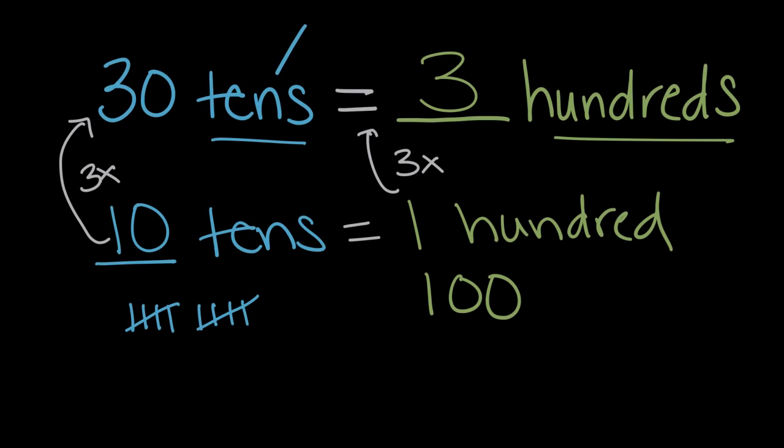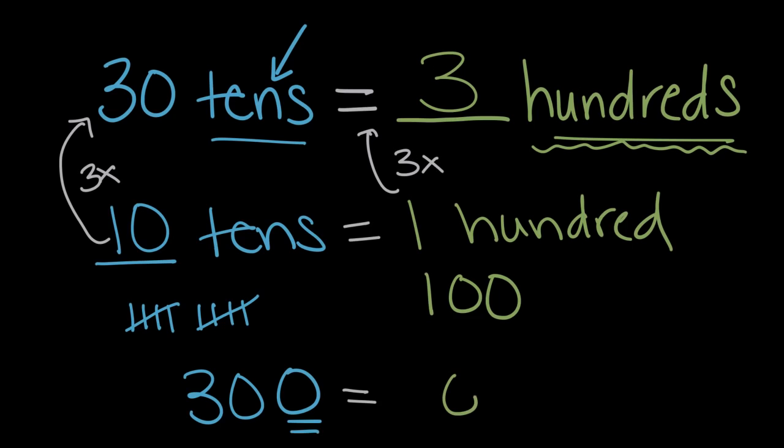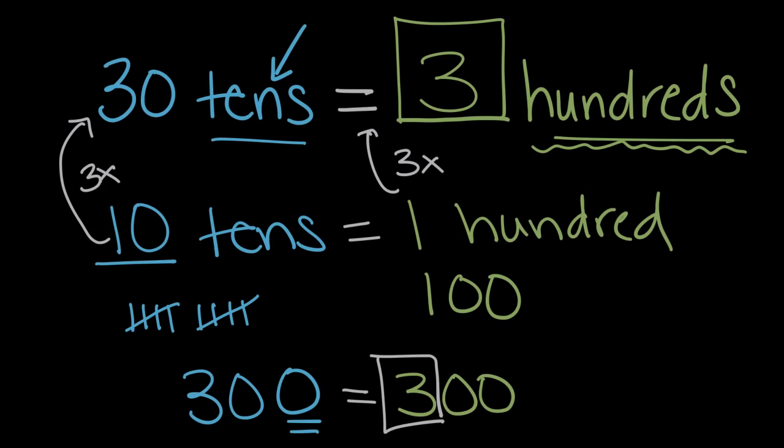Here we have this tens, and we know that tens can be represented by a 0. So instead of 30 tens, we could simply write a 30 with a 0 on the end. That's 0 for tens. And then over here, equal to, we have hundreds, and hundreds can be represented by 2 zeros. So to make these equivalent, what number will need to fill in this spot? And the answer again is a 3, like we already saw up top. So 30 tens is equal to 3 hundreds.